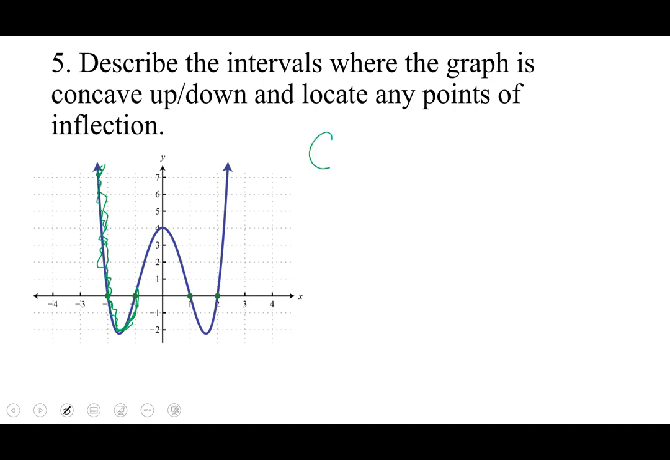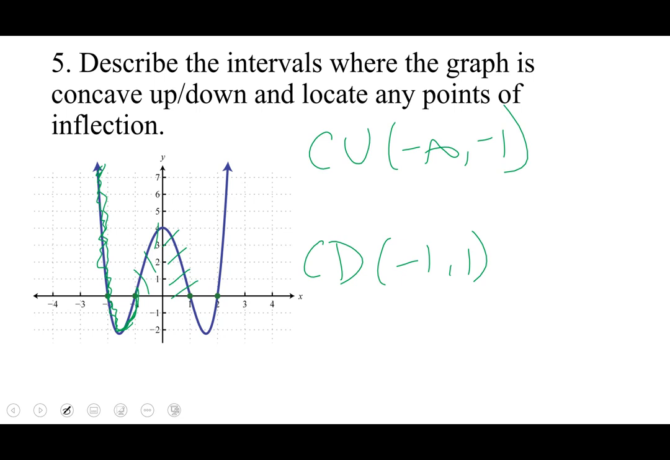So I'm going to go ahead and say that this graph is concave up from x equals negative infinity to x equals negative 1. Then it looks like the water would be falling out everywhere between negative 1 and 1. So I'm going to go ahead and say that the graph is concave down from negative 1 to 1. Then it looks like you would start being able to hold the water again. So there's another interval of being concave up, and that would be from 1 to infinity.